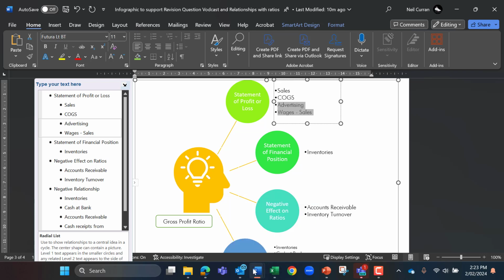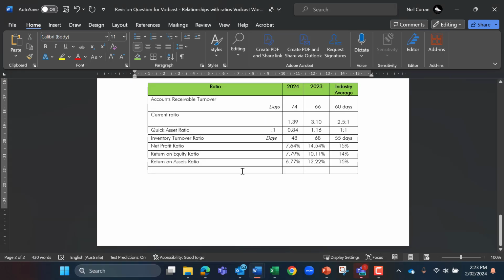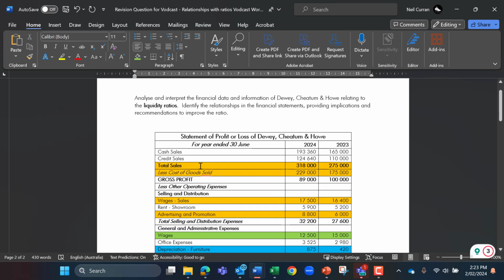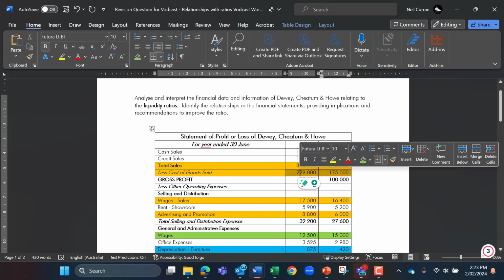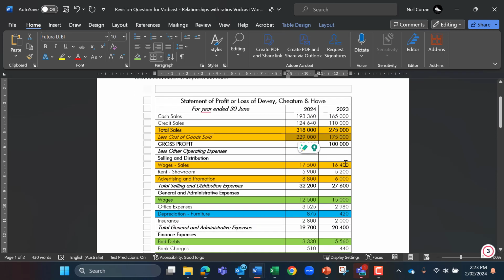So I've highlighted these over here on the statement of profit or loss as orange. So our sales have dropped. Our sales increased from 275 to 318. However, we've had a huge markup in our cost of sales. Our salaries or wages have gone up as well, and our advertising and promotion has gone up.